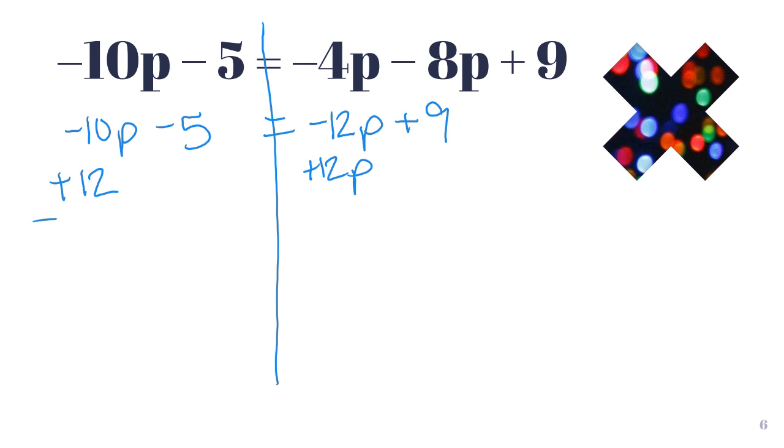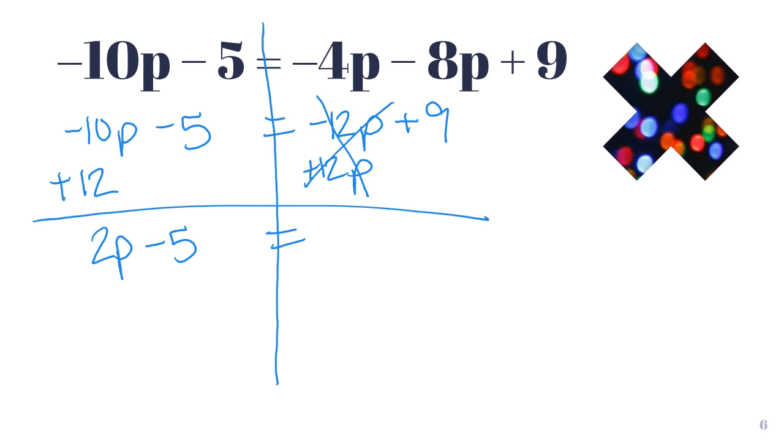Remember, you want your variables together on one side and your other numbers together on the other side. So I have a negative 12 plus 12. That cancels out. Now, what is negative 10 plus 12? Positive 2. So I have 2p minus 5 equals, on this side, all I'm left with is 9. Now, this should look a little more familiar.